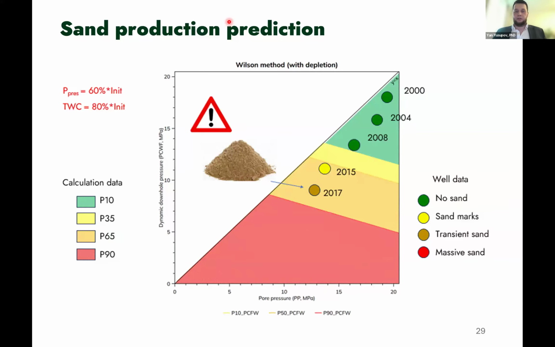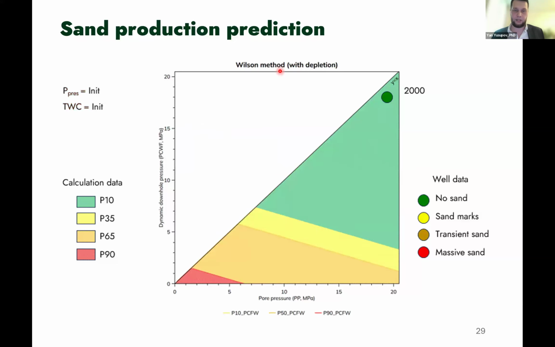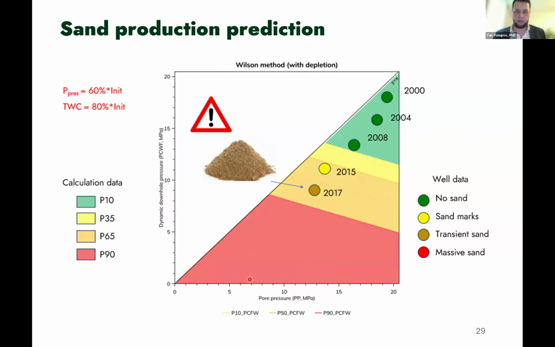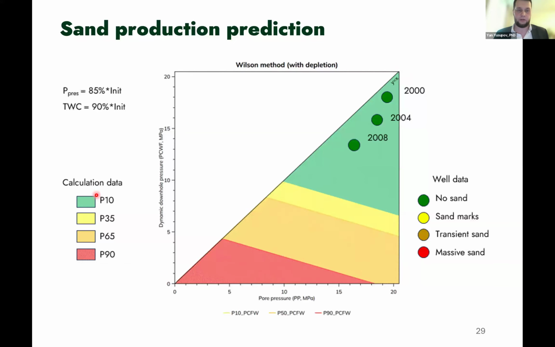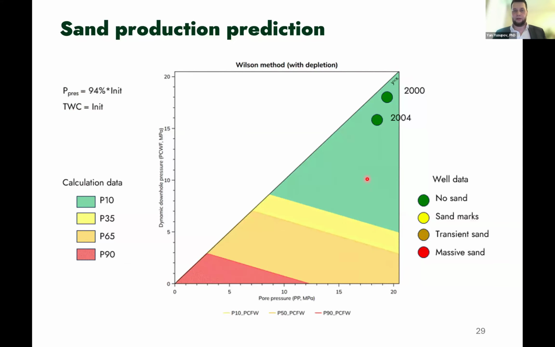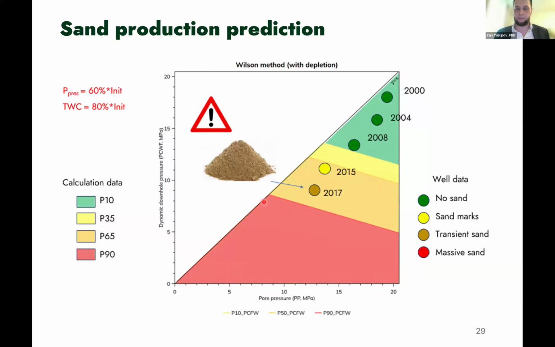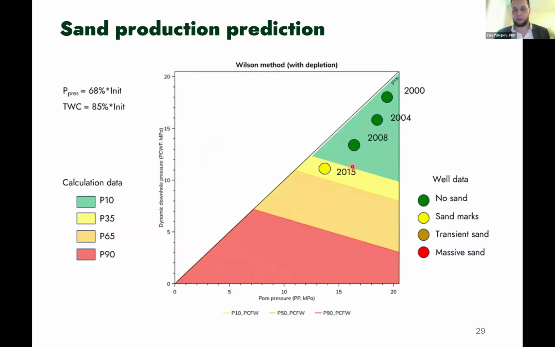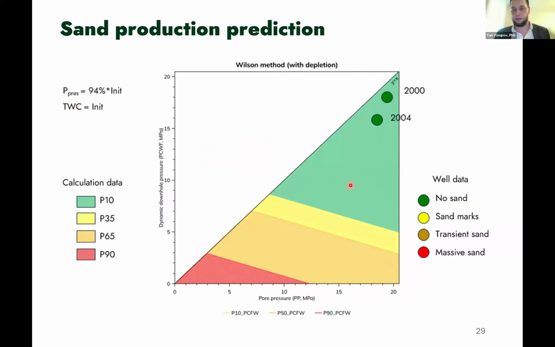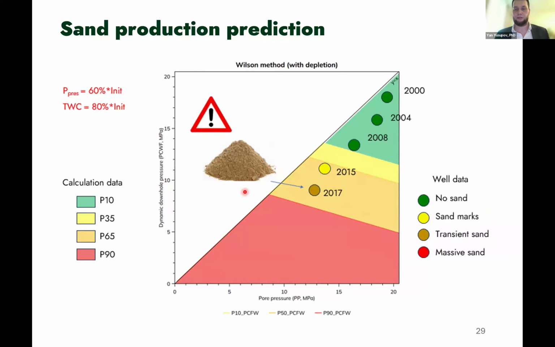And this is the same, but only for any layer in time. This is the triangle of sand production prediction. On this axis, you can see the pore pressure. On this axis, you can see bottom hole pressure. And in time, we can see the changing border of most safe sand production and big risk of sand production. For example, in 2008 there was no sand. After 2015, there were sand marks and transient sand.